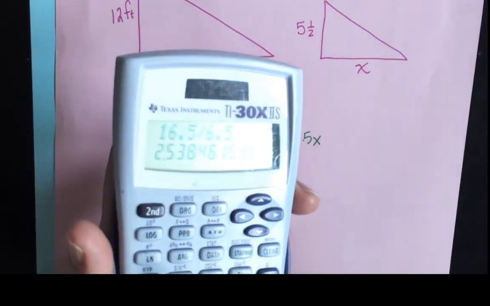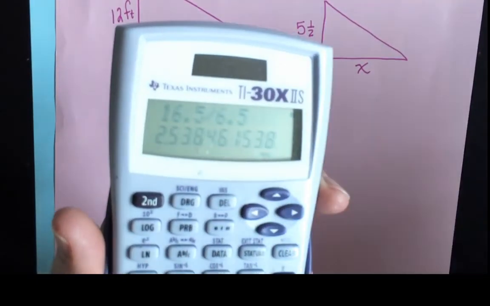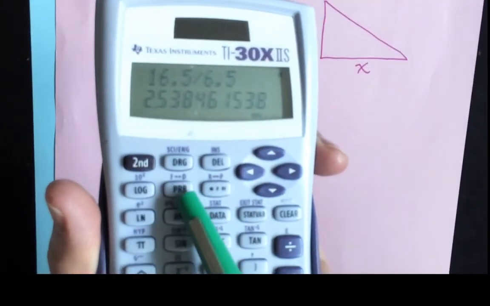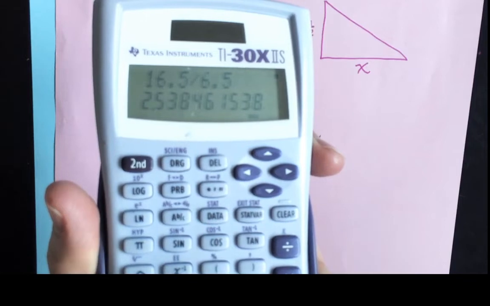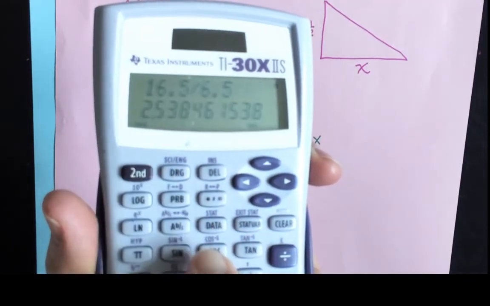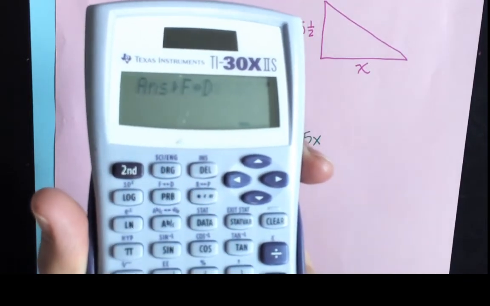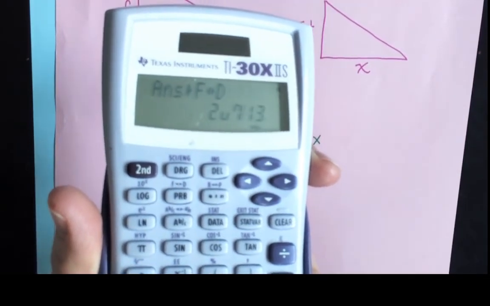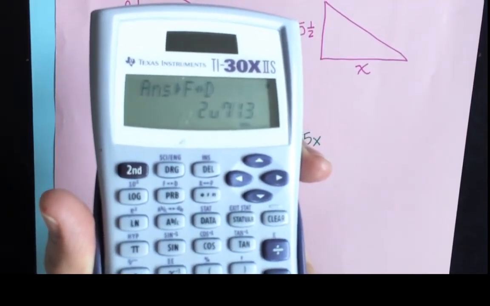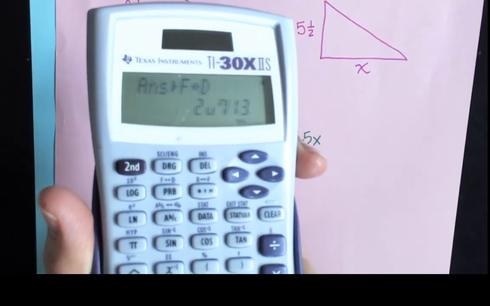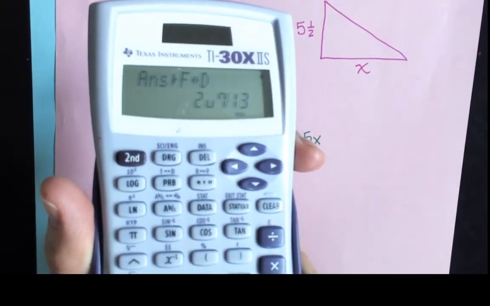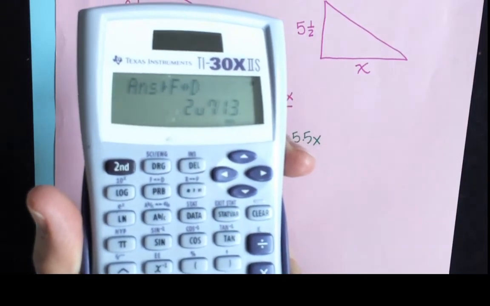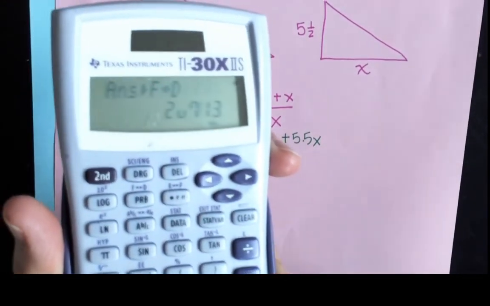But this guy right here, right above the PRB button, if you look right over here, that F to D button, you can take that and just do second PRB, and it gives us that fraction to decimal. And here's the 2 7/13 that you would be able to answer as the amount of feet. So you could round it, or you could give the exact value answer and do this.